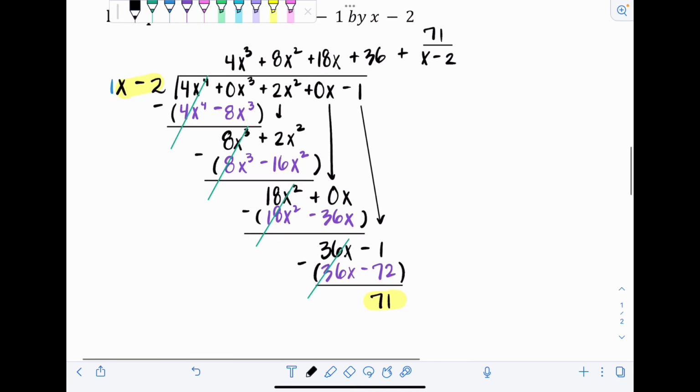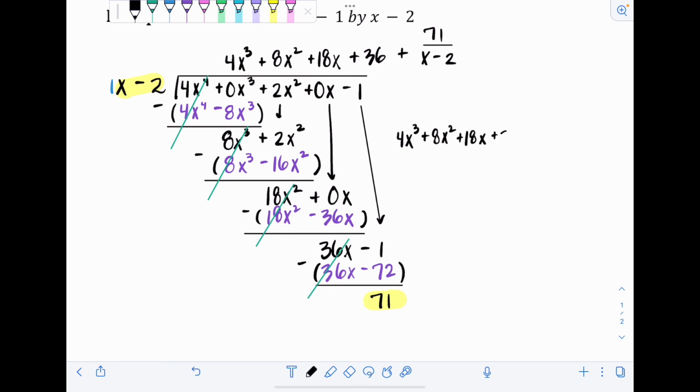Okay, so final answer altogether, it's a long one: 4x cubed plus 8x squared plus 18x plus 36, and then plus the remainder, 71 over what we divided by, over x minus 2.